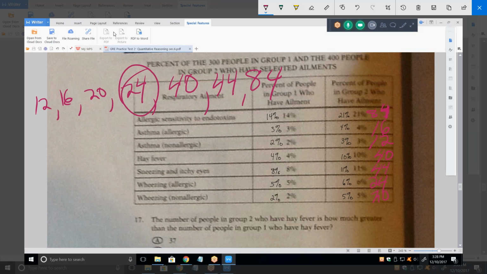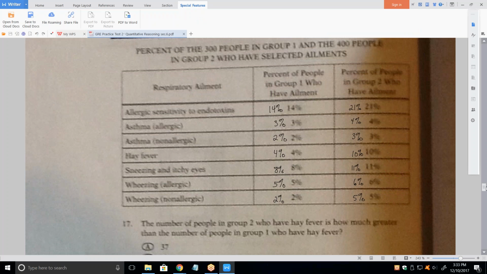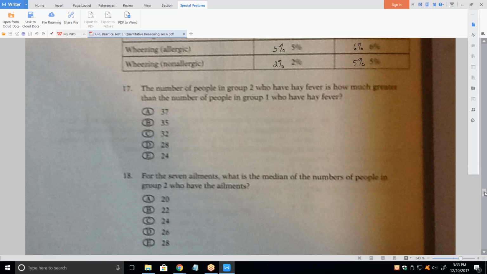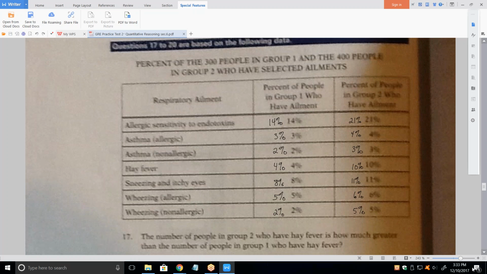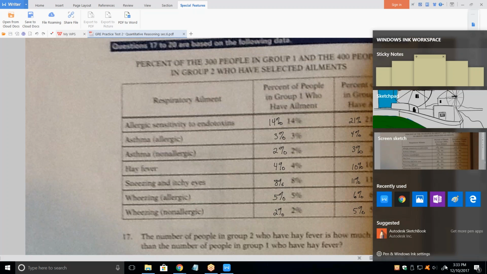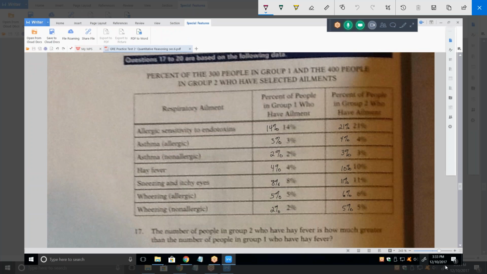All right. Let me scroll down and see if I can figure out the third question that applies to this table. The number of people in group 1 who have wheezing is what percentage greater than the number of people in group 1 who have non-allergenic wheezing? So we got two types of wheezing. We got these two right there.